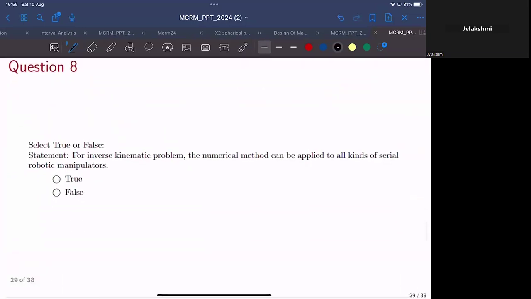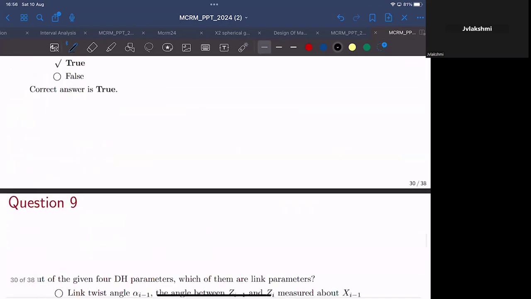So we have 5 more questions. I'll try to quickly wrap this up. So it's a true or false question. For the inverse kinematics problem, the numerical method can be applied to all kinds of serial manipulator robots. That is true, just like what we have seen in the theory, because an analytical approach may not be available as the robot's complexity increases, but you can use the numerical method for all kinds of robotic manipulators. So that is indeed true.